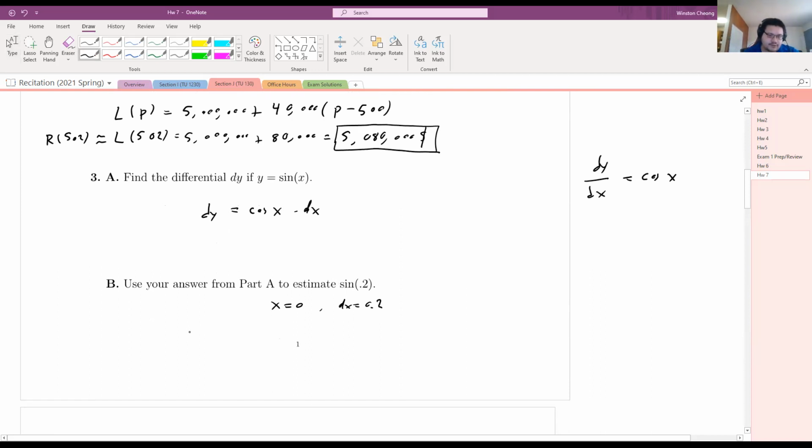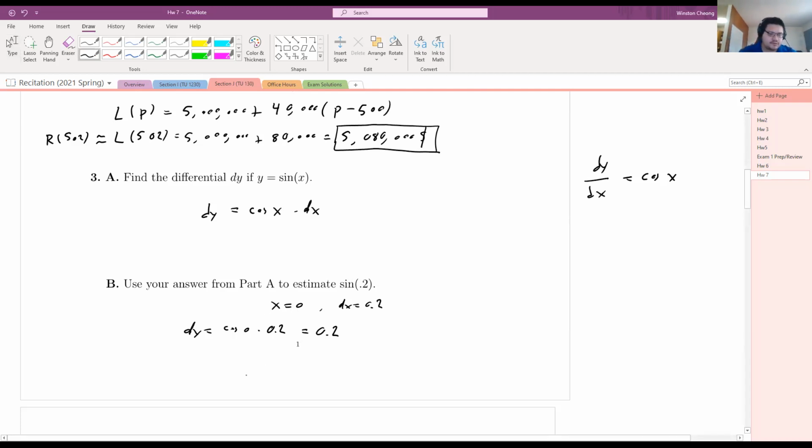So let's see, dy according to this, well, I should plug x equals 0 in. So I'm going to get cosine of 0, which is 1, and then times 0.2. So I'm going to end up with 0.2. And the thing is that that doesn't fully answer it. You have to use this as your dy, so we have to compare against our starting point, which is sine of 0. In this case, sine of 0 is just 0.